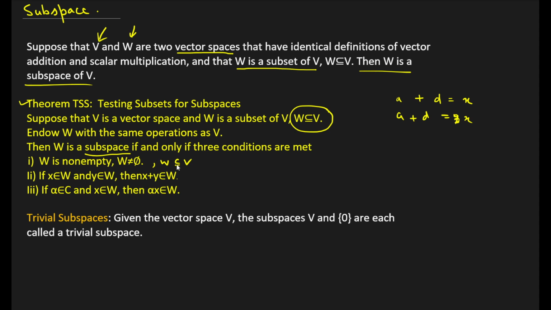So first, W is non-empty, which means there is at least one element in W, and W is a subset of V. What is the second condition? It's very simple. This is the first condition of a vector space. If we take any 2 elements from W and add them, the result will again be in W.